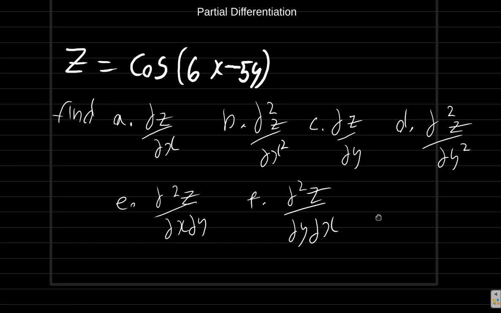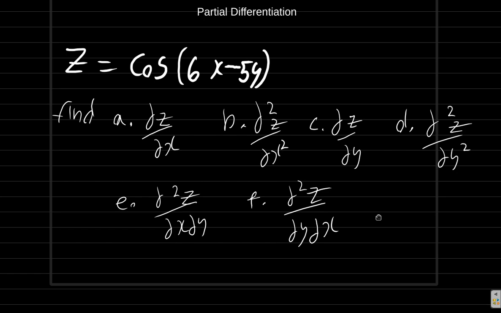Here we have z is equal to cos 4x minus 5y. I mean 6x minus 5y. All of these partial derivatives: delta z by delta x, delta square z by delta x squared, delta z by delta y, delta square z by delta y squared, delta square z by delta x delta y, delta square z by delta y delta x.